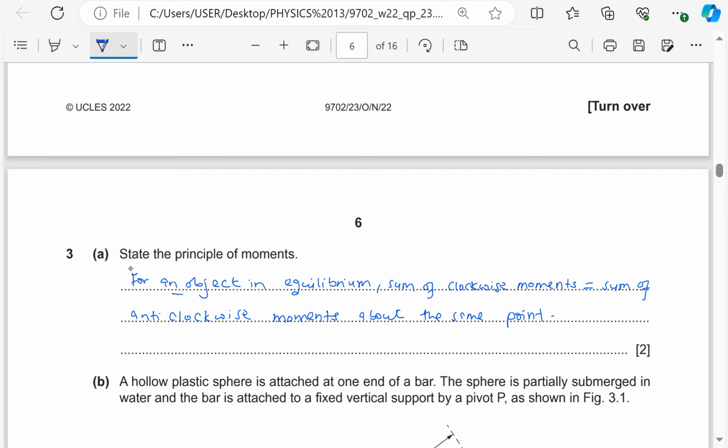First of all, you should be referring to equilibrium. Second, you must mention sum, and third, you must mention about the same point. That is if you are stating the principle of moments.